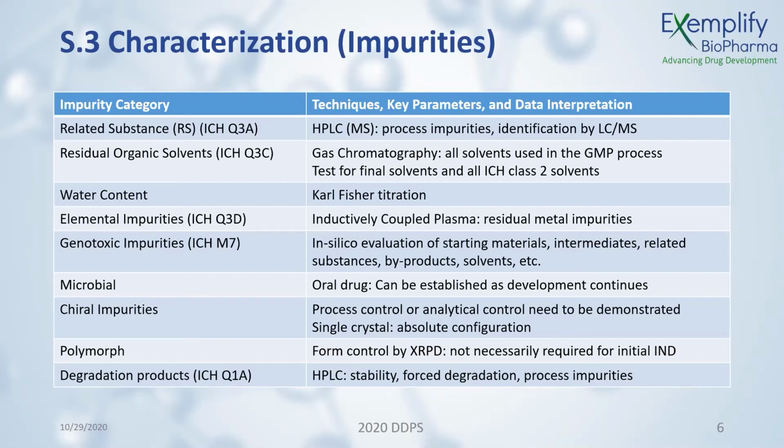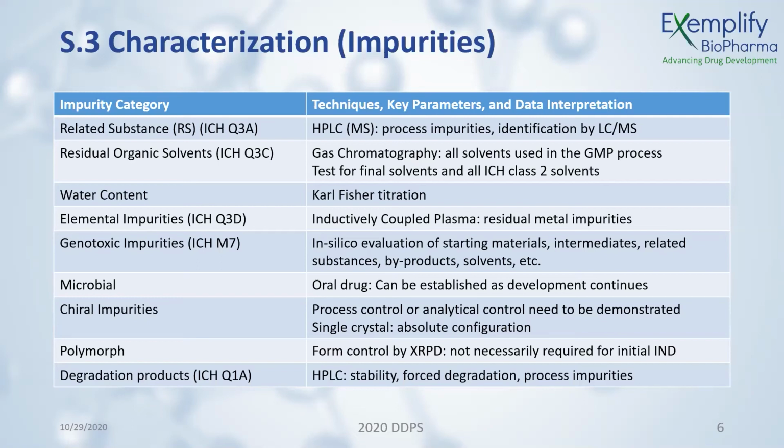For chiral impurities, they are usually controlled through process control. You need to have pure chiral starting materials and intermediates, so it can be controlled through process control. As I said, a lot of compounds do not have a single crystal at this stage. So if you have HPLC chiral separation, it would be sufficient. If you have an optical rotation for your API, that can be sufficient as well.